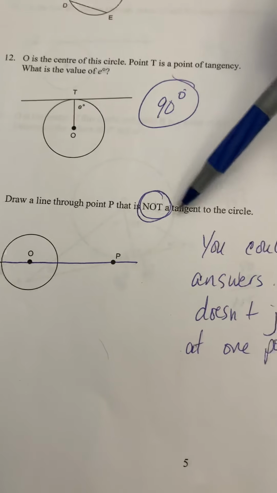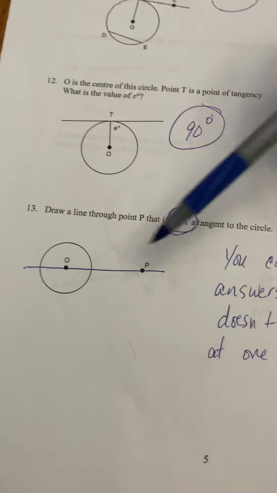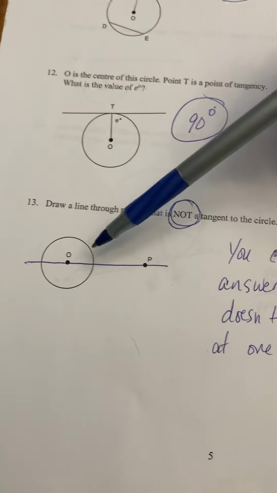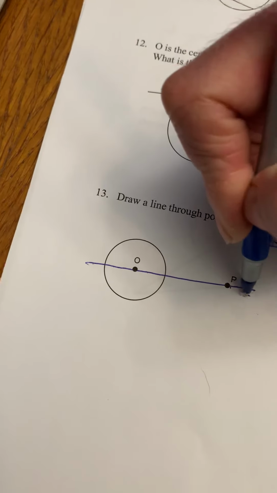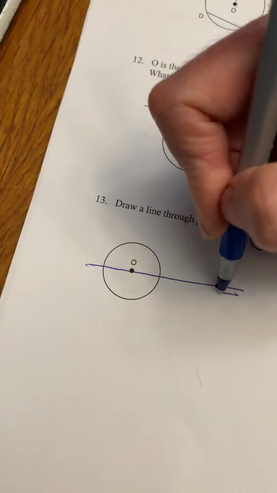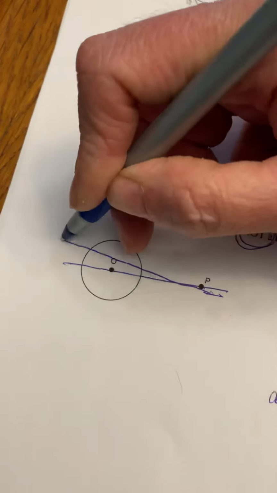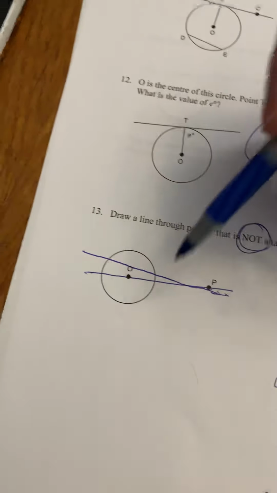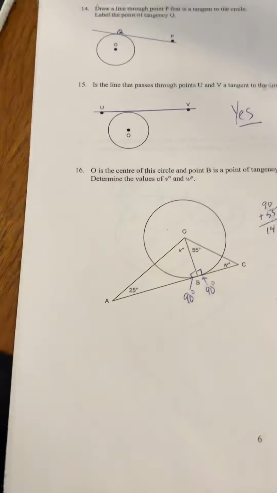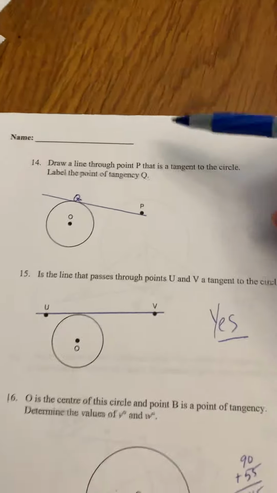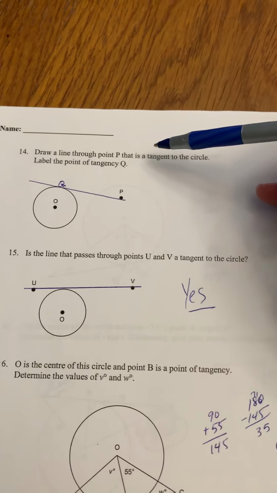Draw a line through point P that is not a tangent to the circle, so it doesn't just touch the edge of the circle at one point. So you could have had a whole bunch of different answers. I just drew a line real quickly through there. Okay, you could have gone like this too, right? You could have just cut through it like that, anything like that. See how it touches the circle at 2 points there, so that wouldn't work. So multiple answers there. Okay, then the next one says draw a line through point P that is a tangent.